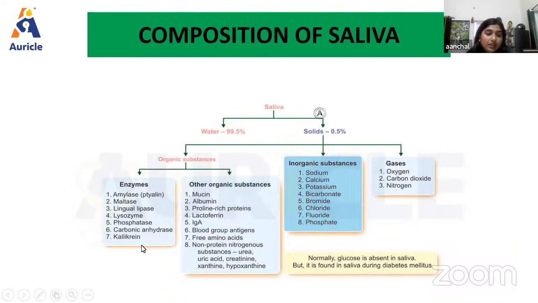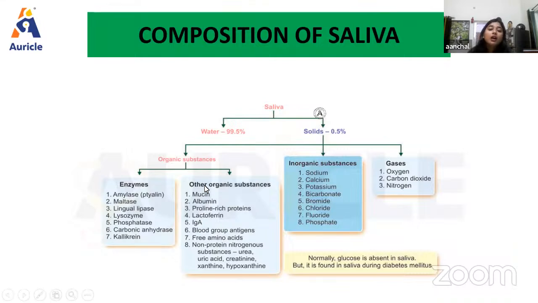All these enzymes are very, very important, and all the enzymes perform a specific function. Some perform the function for digestion, some perform the function of protection, some provide antimicrobial activities, some kill the bacteria that is present inside the food.